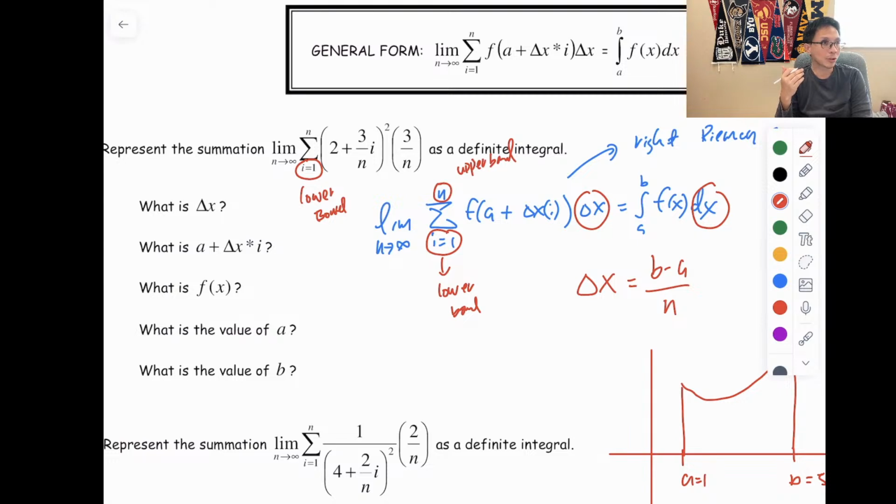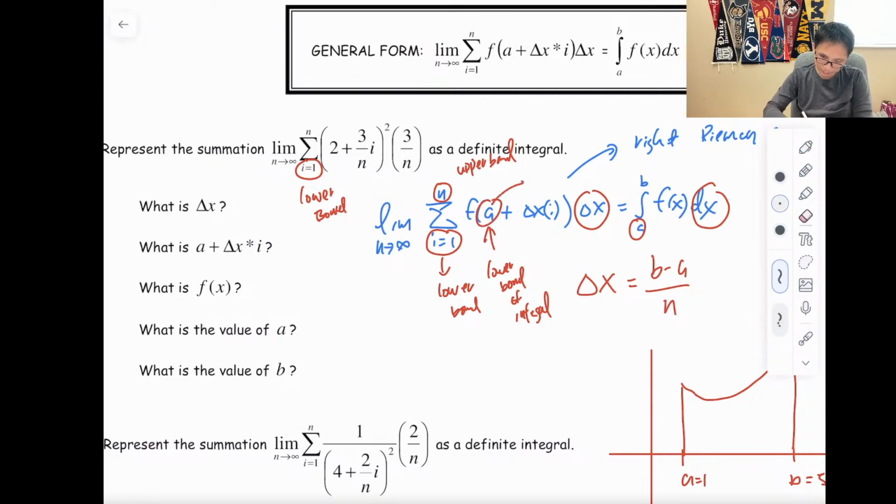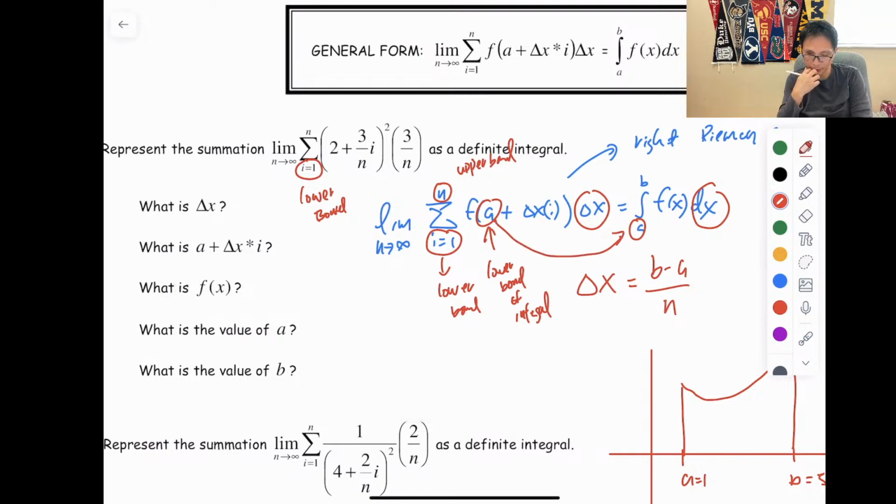Okay? So that's b minus a over n. Now, this a is, again, the lower bound of the integral. So the lower bound of the integral, this and this are matching. Do you see that? Do you see this and this are matching? Okay, so that's very, very important. The lower bound is where you start with that a. A is very, very important. And b, you have to figure out using the width, using this equation.